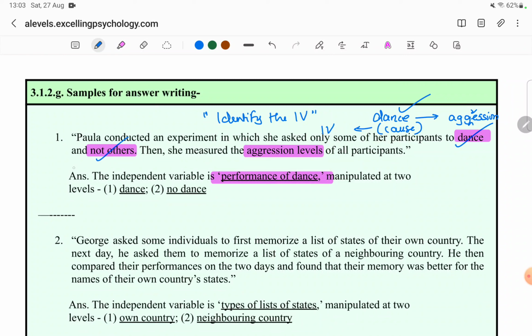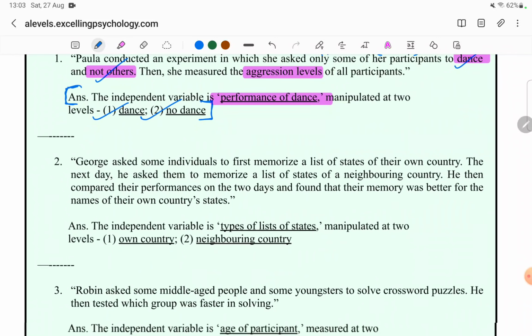Okay, so let's see how we can phrase this answer. We can say that the independent variable is performance of dance manipulated at two levels, dance and no dance. So simply this is how we need to present our answer. Let's look at the next scenario now.